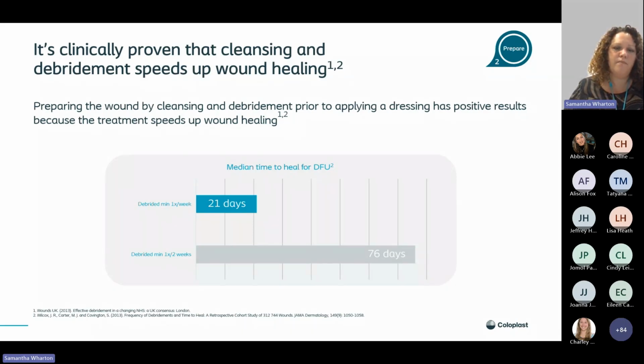So that graph that's on the page, it's just showing when a wound was debrided once a week, the median time for that wound to heal was 21 days. And if that wound was debrided once every 2 weeks, that median time for it to heal increased to 76 days. So again, it's just providing that evidence that we know that if you cleanse and debride regularly, frequently, you are going to reduce those days that wound's going to be there for that patient.